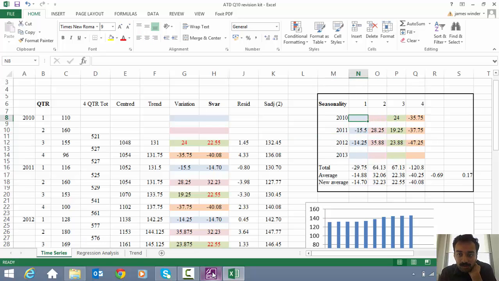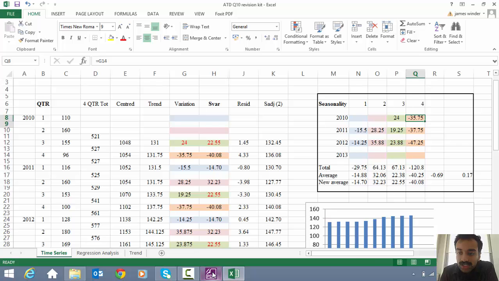Just be careful you don't put anything into quarter 1 and 2 because you don't have the data for quarter 1 and 2. We copy it in for quarter 3 and 4 of 2010 and for whatever periods we have data for. After this, we are then able to calculate an average, meaning I've got seasonal variations for different years. We take an average of the seasonal variations for the different years.